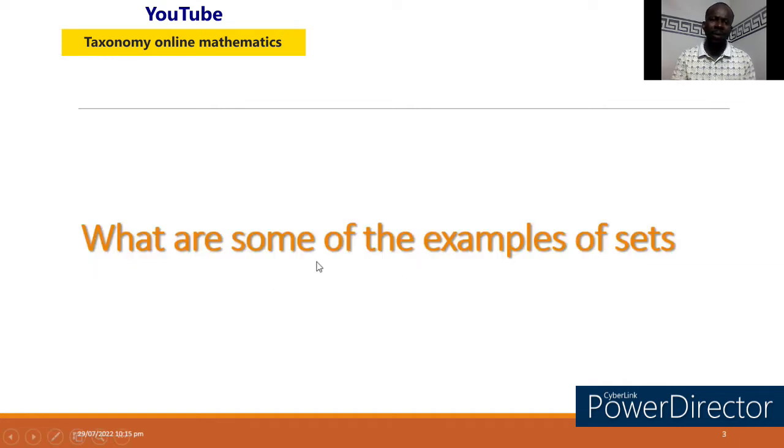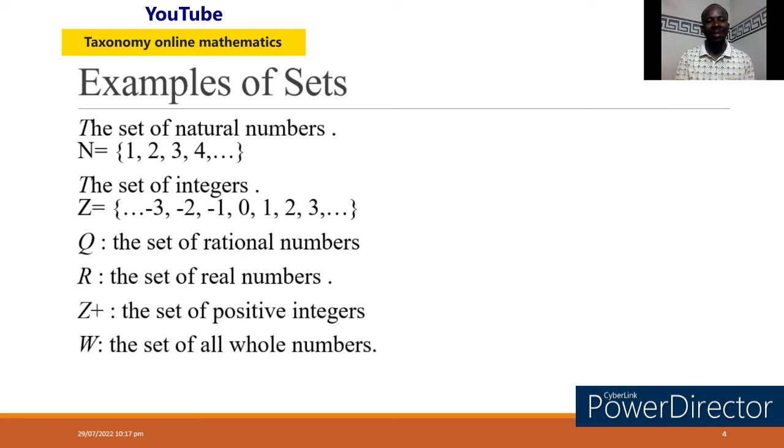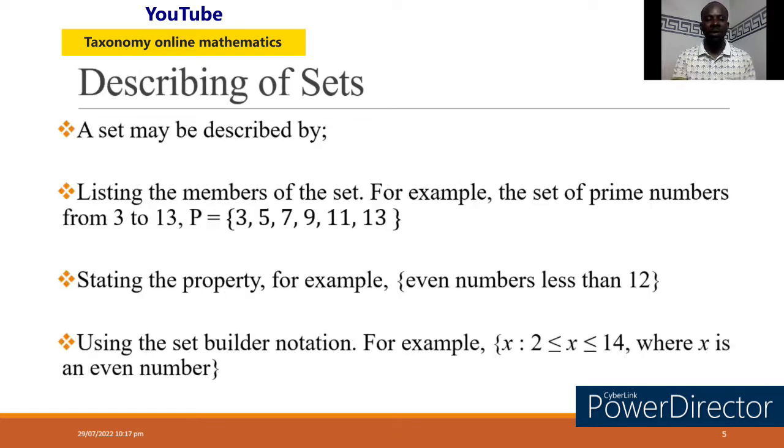Alright. What are some of the examples of set? Examples of set are just the natural numbers. We can say a set of natural numbers or a set of counting numbers. A set of integers. We also have a set of rational numbers, set of real numbers, the set of positive integers, then the set of all whole numbers. These are various examples of set.